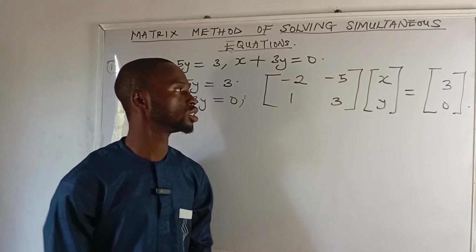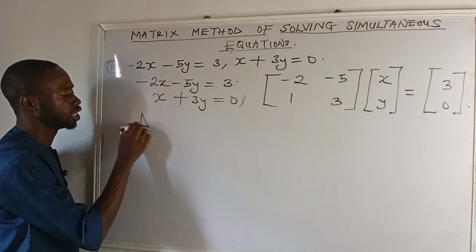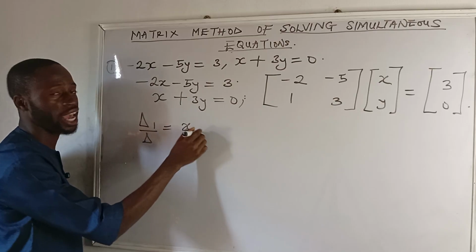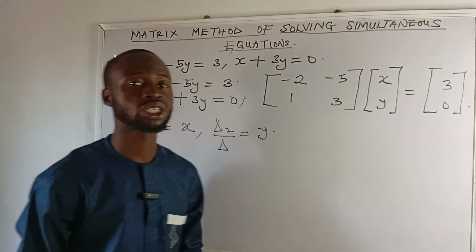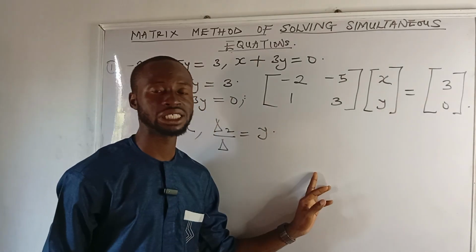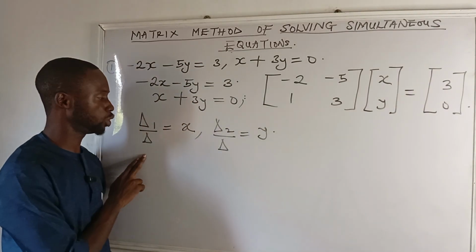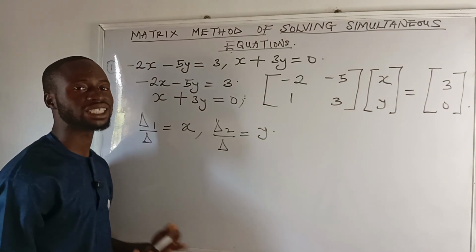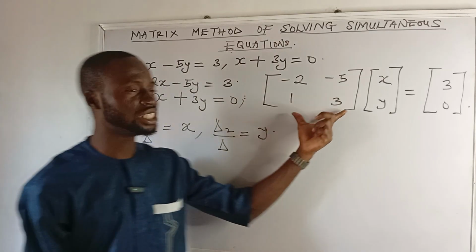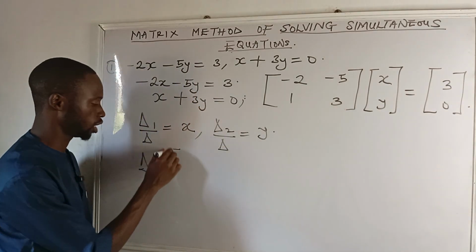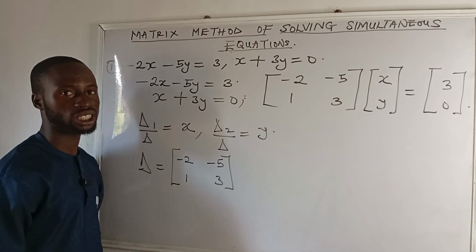Now, before I can solve this equation, I need to know something very, very key. That is, delta 1 over delta equals x, delta 2 over delta equals y. Now let's assume the equations have 3 variables. That means delta 3 over delta equals z. So in this, we need to find delta 1, we need to know delta, and we also need to know delta 2. So what is delta 1 and what is delta 2? I will write delta as this particular matrix that I have here: minus 2, minus 5, 1, and 3. That's the value of my delta.